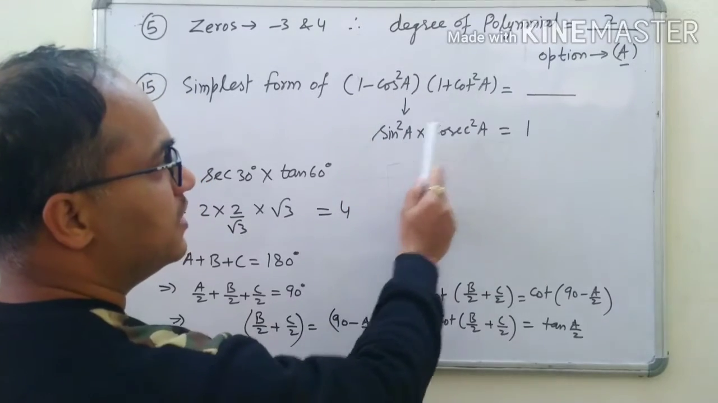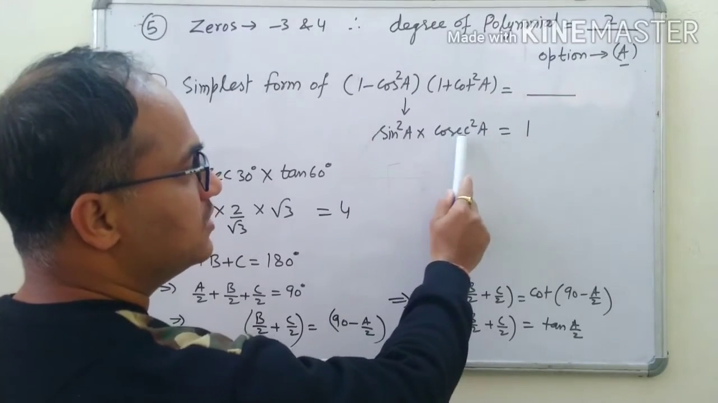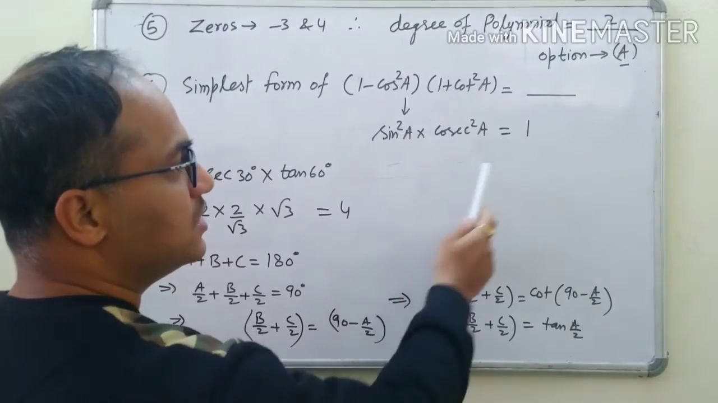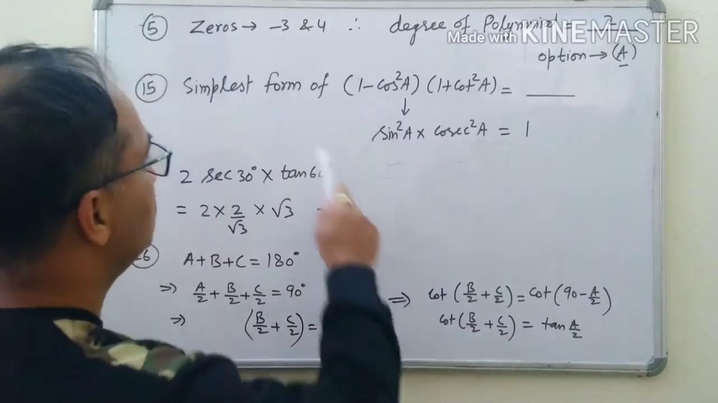In 15th question, we have to find the simplest form of the given expression. 1 minus cos square A is sin square A, and 1 plus cot square A is cosec square A. They are reciprocal to each other. They will cancel and 1 will come.